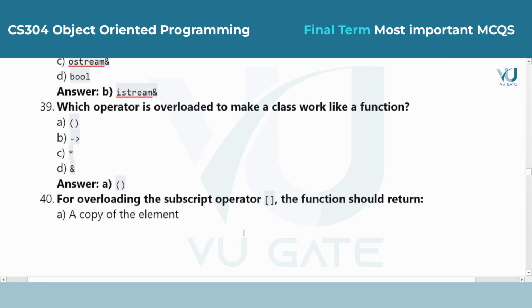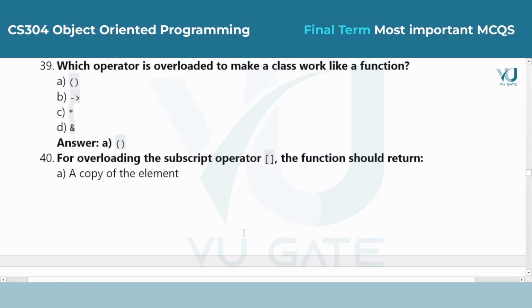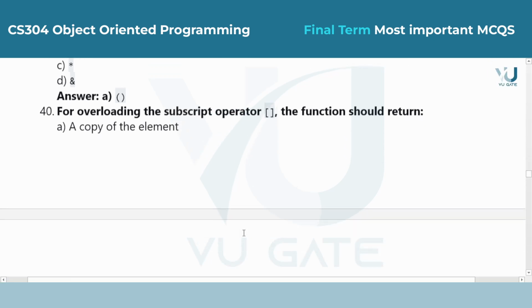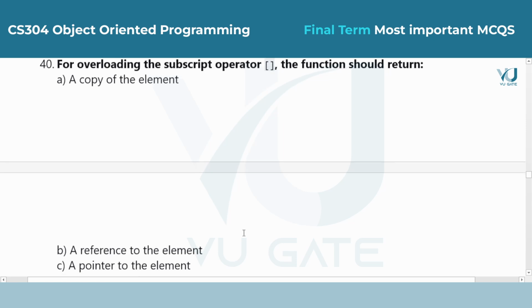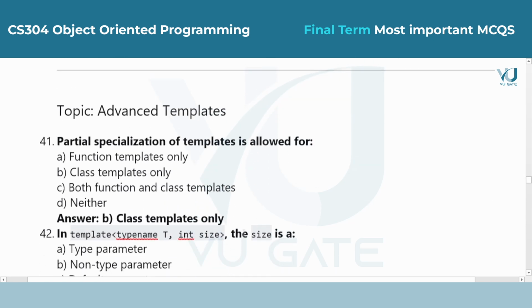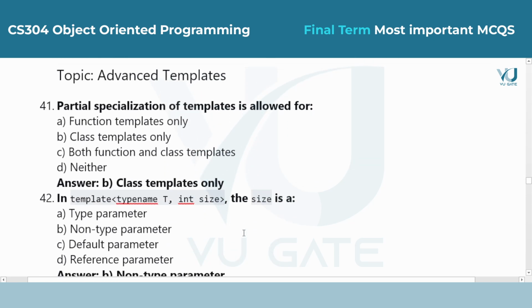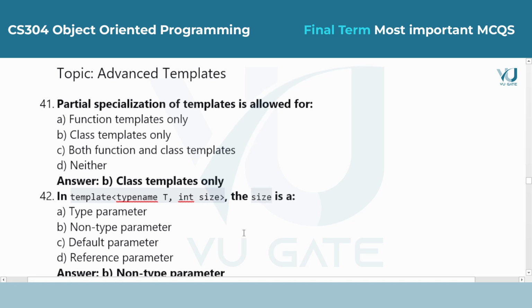Q39. Which operator is overloaded to make a class work like a function? Answer: A. Explanation. When you overload the parenthesis operator, the object behaves like a function. These objects are commonly known as functors. Q40. For overloading the subscript operator, the function should return. Answer: B. A reference to the element. Explanation. Returning a reference is vital because it allows us to both read and modify the element, such as setting obj[5] equals 10.